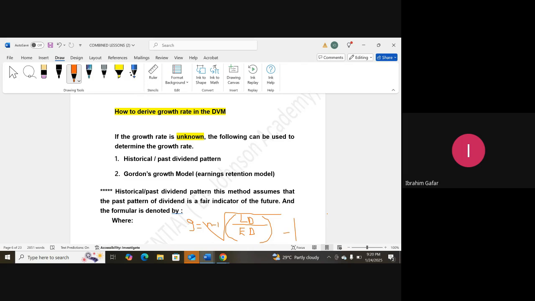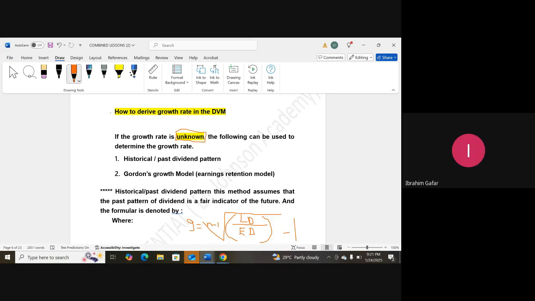And if you look at the way I prepared this note, I said if the growth rate is unknown. Who can tell us what I'm trying to explain here, if I said unknown? So I want the class to be interactive. That is why I placed it. If the growth rate is unknown, it means if the growth rate is not given.